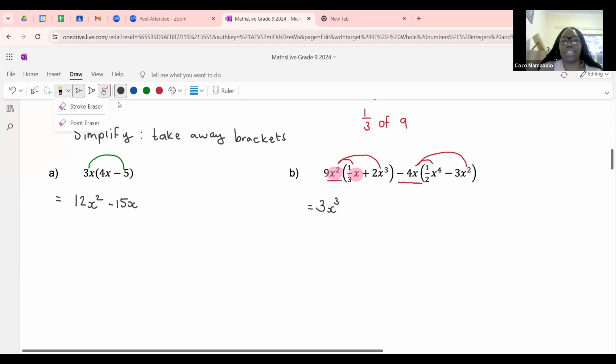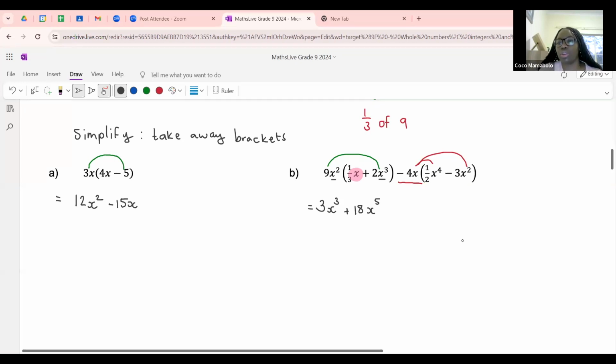Then we can do the next one. The next one is nice and easy, right? All right, now we're going to get 9x squared multiplied by 2x cubed, right? But because they're both positive, I'm going to get positive 9 times positive 2 will give me positive 18. And then x squared multiplied by x cubed will give me x to the power of 5.